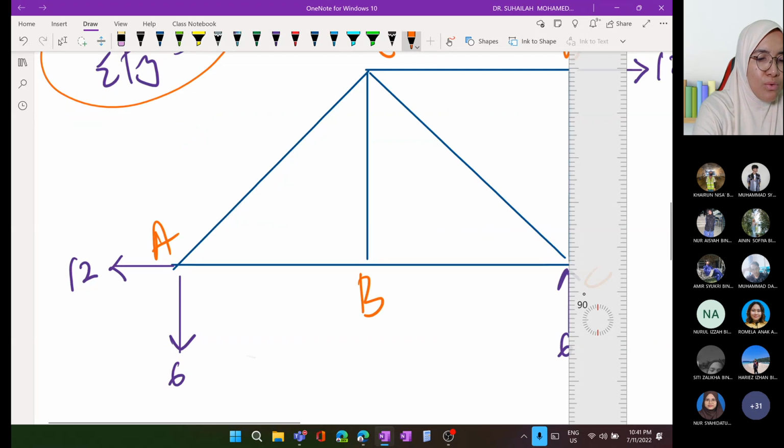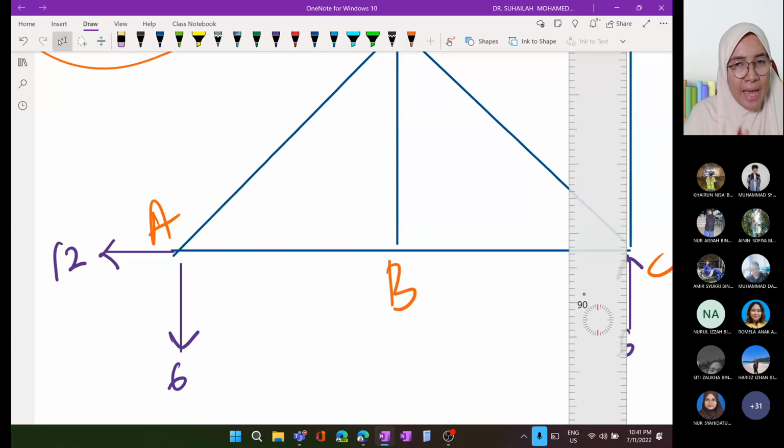Okay. So kita tengok dulu dekat A, because at A ni dia selalu ada one unknown. Even though kita ada incline member, because incline member ni bila kita resolve, kita dapat 2. Macam ni.